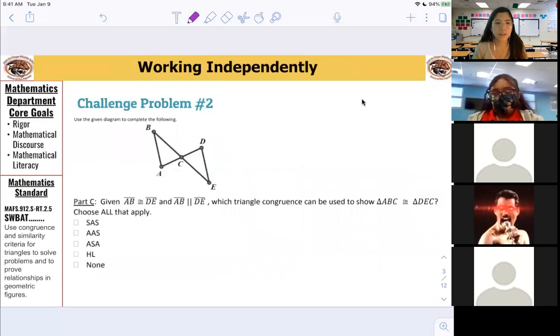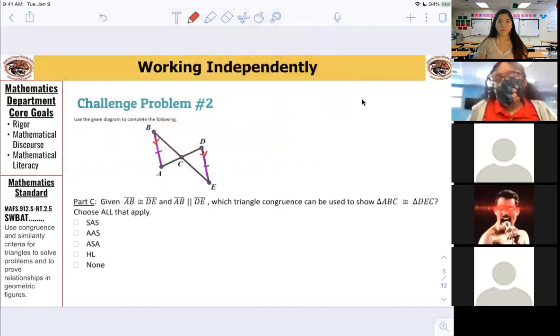Challenge problem 2. Can I have a volunteer read what it's giving us? Perla, go ahead. Just part C. Given that line segment AB is congruent to line segment DE and line segment AB is parallel to line segment DE, which triangle congruence can be used to show that triangle ABC is congruent to triangle DEC? Choose all that apply. Okay, cool. So all we know is that those two segments are congruent and parallel.